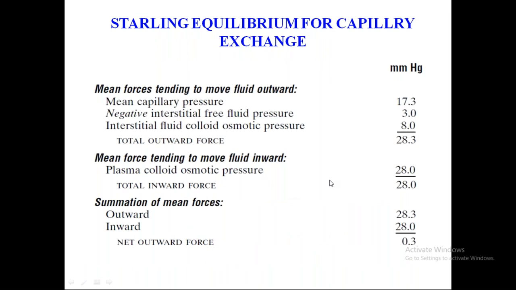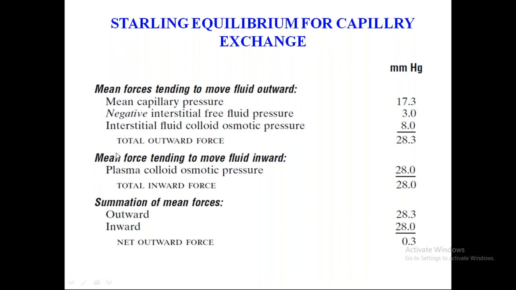Now, Starling equilibrium for capillary exchange. Under normal conditions, a state of near equilibrium exists in most capillaries, and the slight disequilibrium is returned to the circulation by the lymphatics.